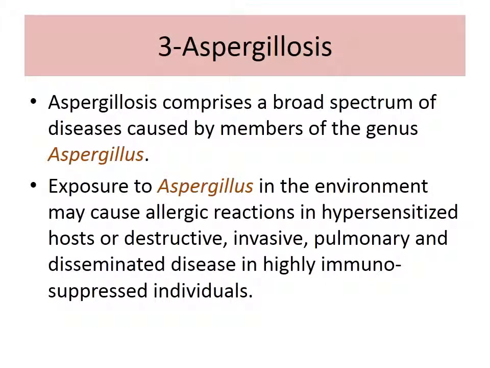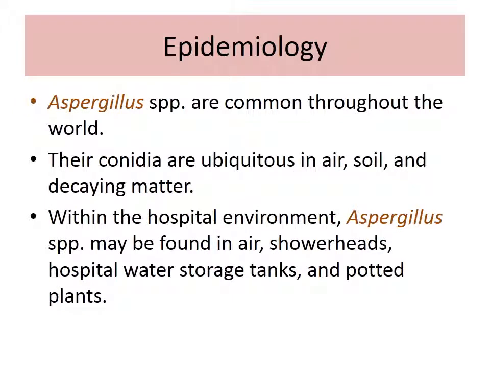Lastly, Aspergillosis. Aspergillosis comprises a broad spectrum of diseases caused by this member, Aspergillus. And again, it is there in the environment, and people may show allergy to that. Especially if you happen to be sensitized to that, you may see an invasive pulmonary or disseminated disease, especially if you have compromised immunity. So Aspergillosis is the name of the disease that we get from Aspergillus.